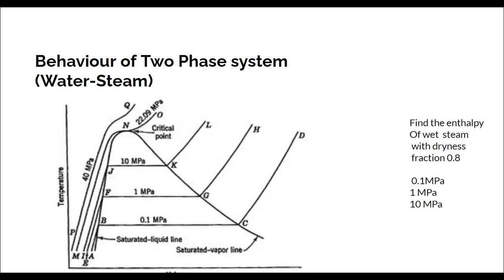What is the idea? sf plus x times sfg. Sometimes sfg is not given, but don't worry about that. If sfg is not given, just take the difference of sg minus sf.